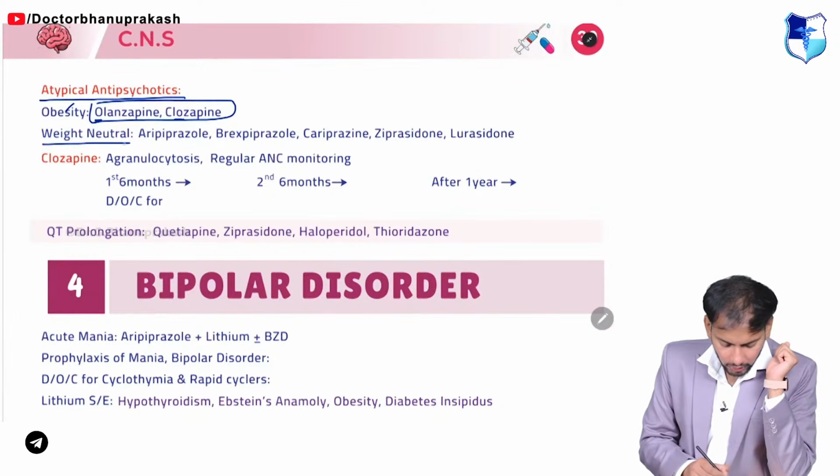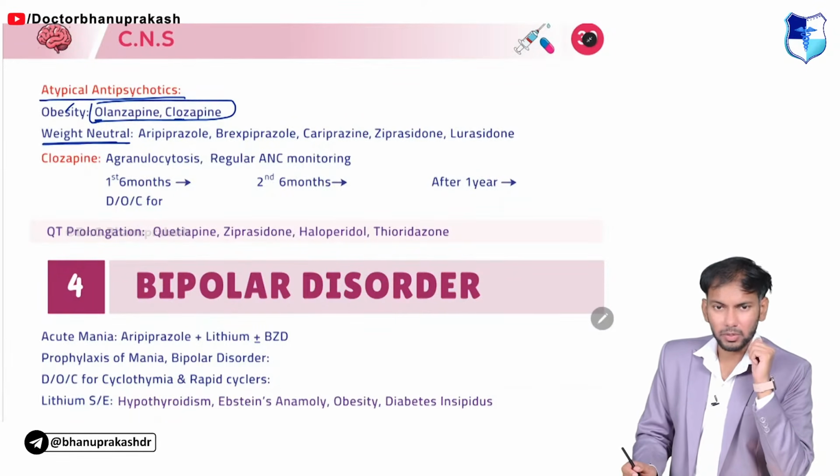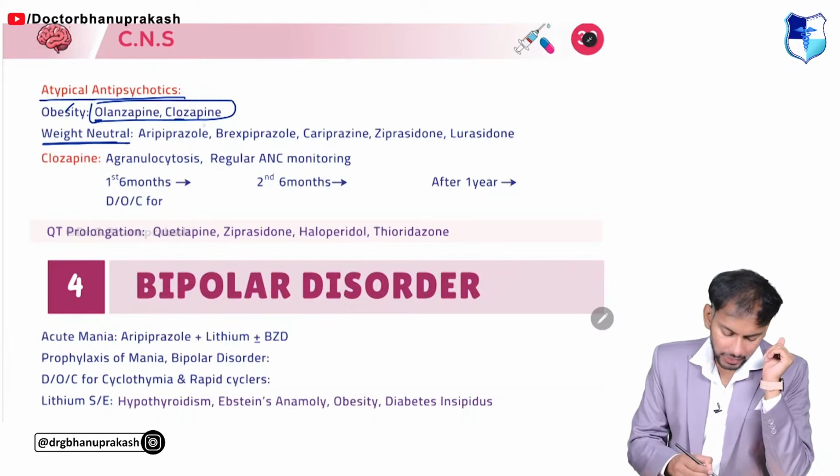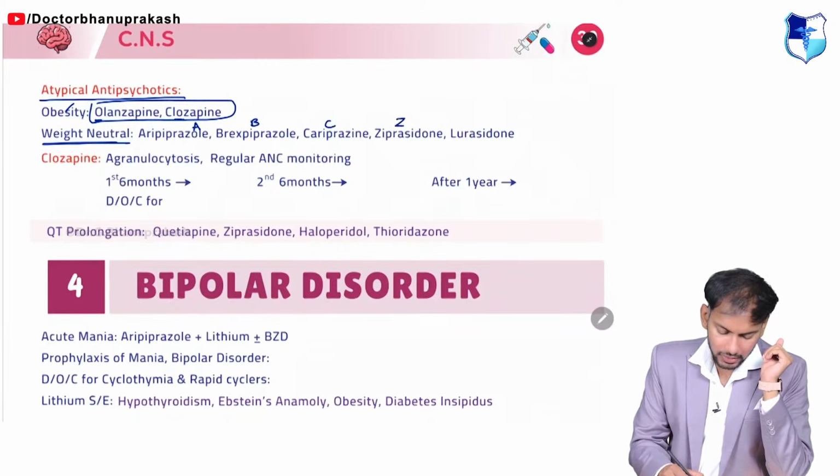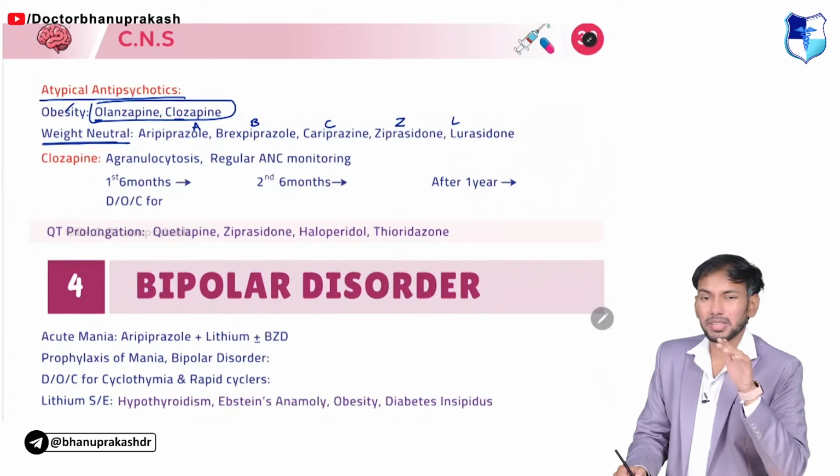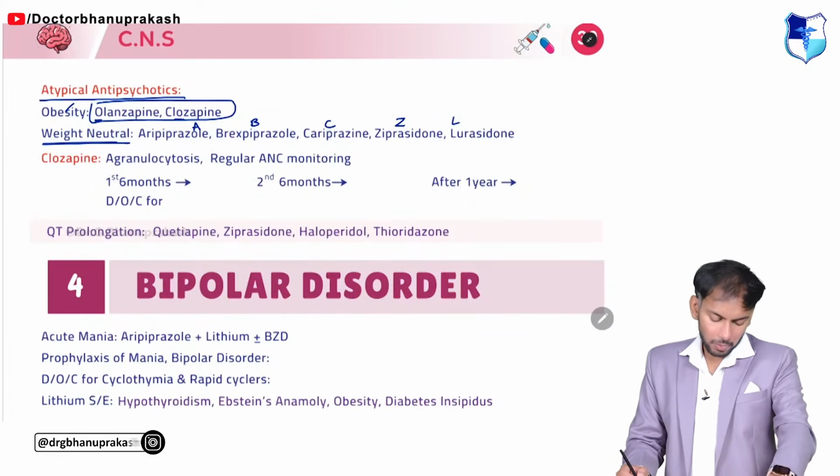Now, weight neutral drugs do not cause obesity. What are they? I call them ABCZL drugs: aripiprazole, brexpiprazole, cariprazine, ziprasidone and lurasidone. ABCZL drugs do not cause obesity.